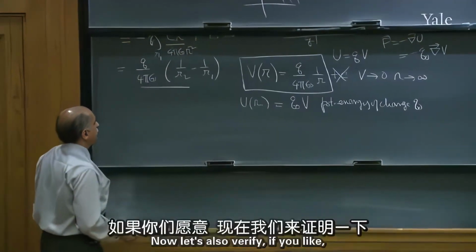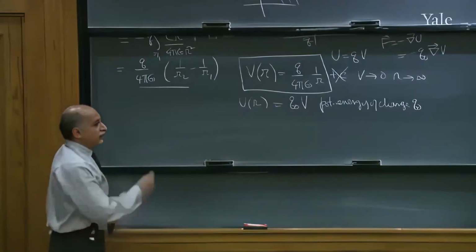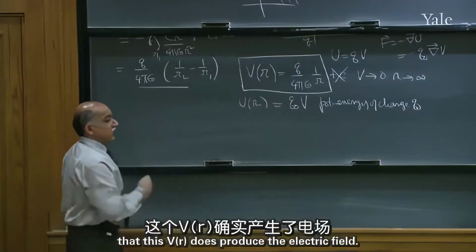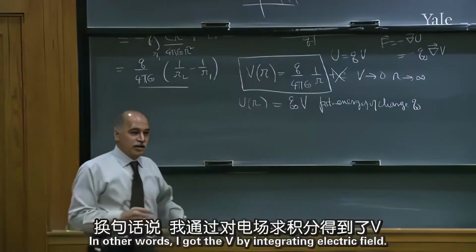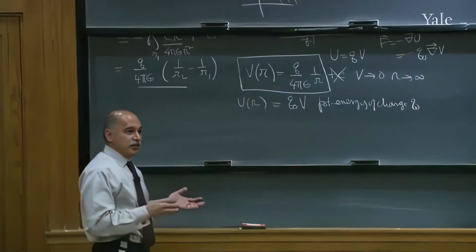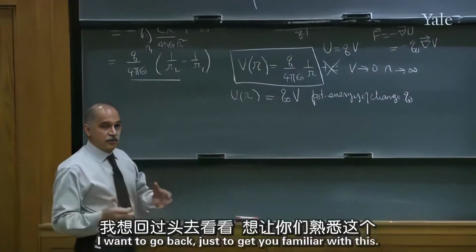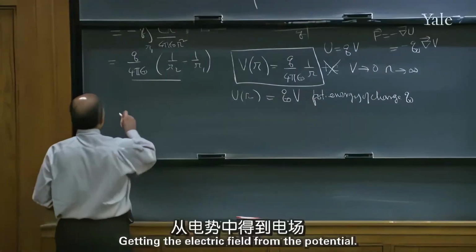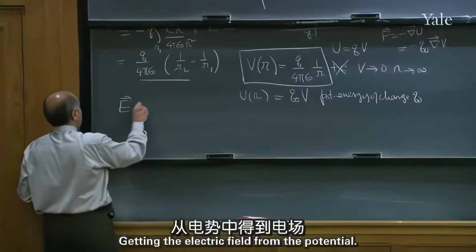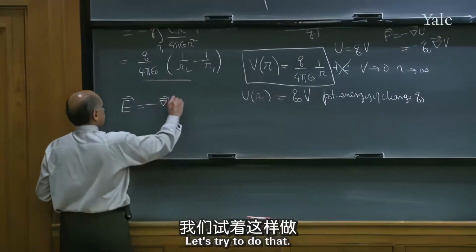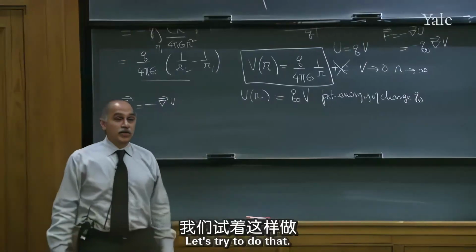Now let's also verify, if you like, that this V of R does produce the electric field. In other words, I got the V by integrating the electric field. I want to go back just to get you familiar with this, getting the electric field from the potential. Let's try to do that.